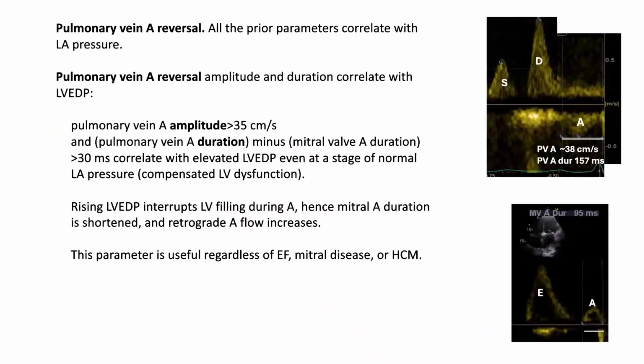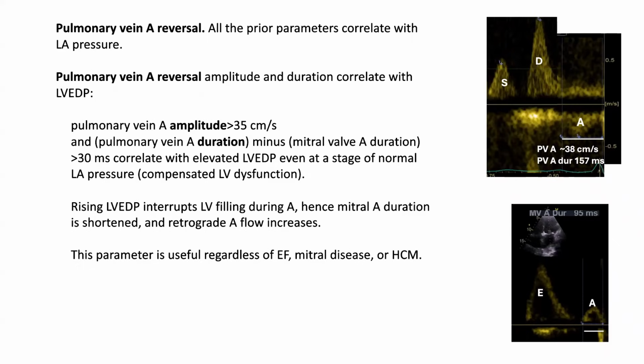Now, regarding pulmonary vein, there is another parameter that we look at if you acquire pulmonary veins. And that's why it's so important, if you're a good echocardiographer, to train into obtaining pulmonary vein flow. So the other parameter we look at is the A reversal. And why is A reversal important? All the parameters I've discussed correlate with LA pressure. A reversal correlates with LVEDP.